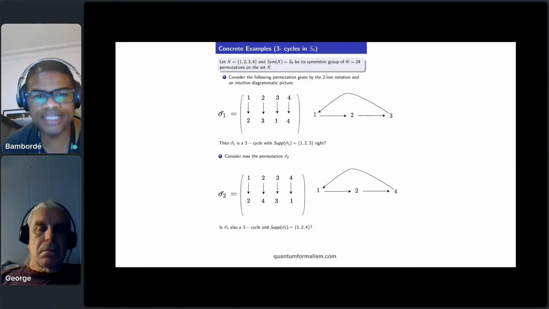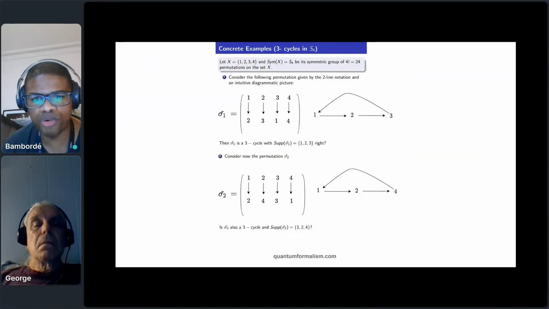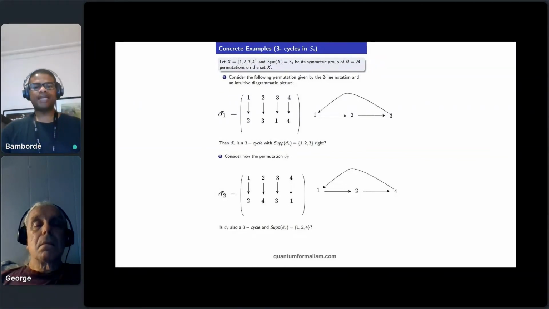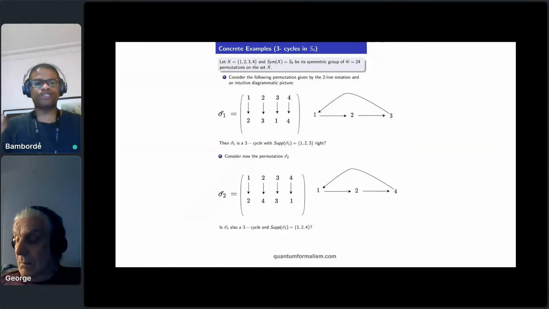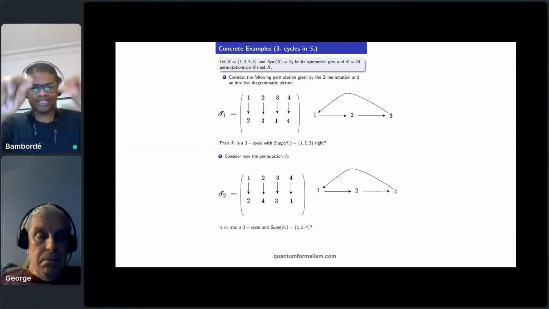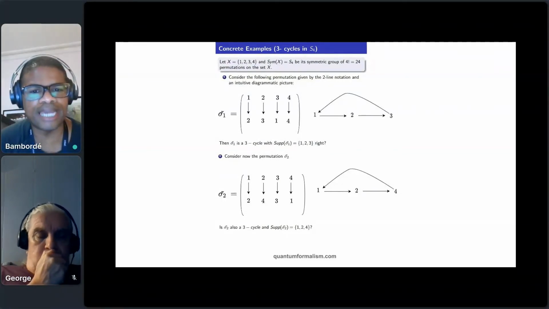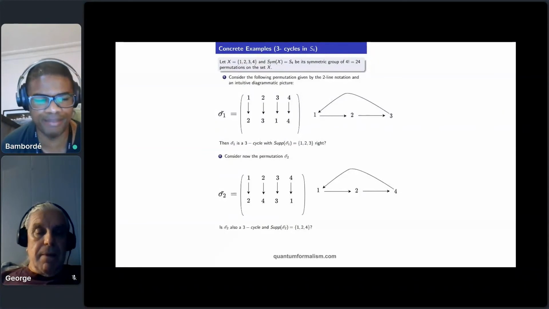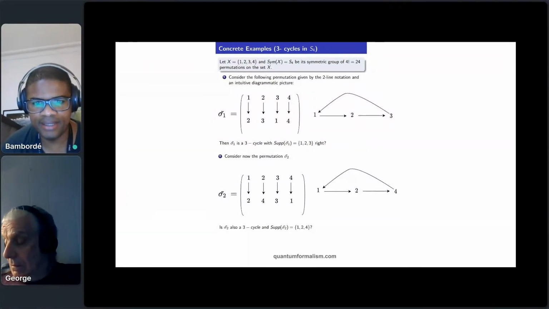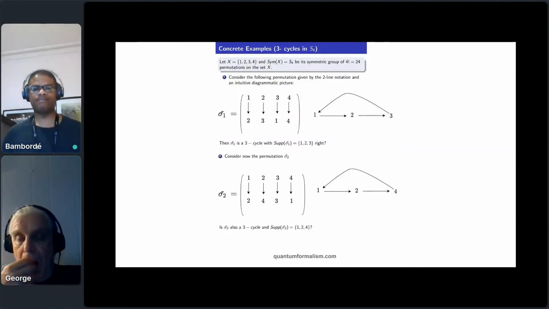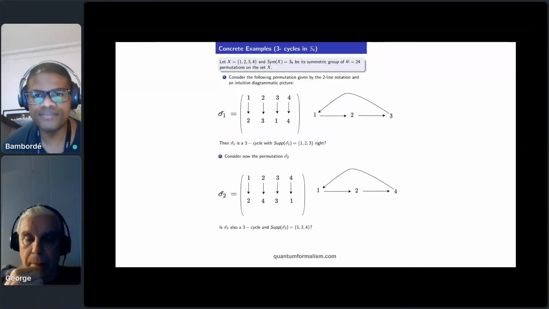So the claim is that this is a 3 cycle, with the support 1, 2, 3. This is one of the reasons I'm trying to do this, because as you go through, this is already making the cycle notation very obvious. For those of you who already know the cycle notation, you will see this in a minute in a more obvious form. So this is a 3 cycle. That's my claim. Do you all agree?